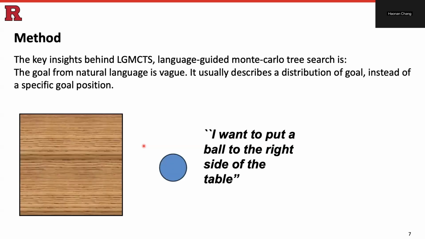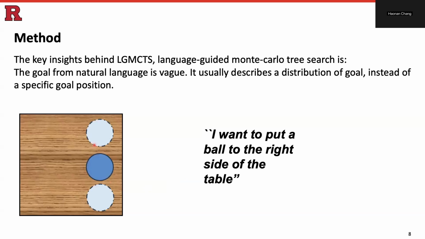So let's talk about our method, LGMCTS. The key insight behind LGMCTS, language-guided Monte Carlo tree search, is that the goal from natural language is vague. So it usually describes a distribution of a goal instead of a specific goal position. Think about the case where I say, I want to put a ball to the right side of the table. So when I'm talking about this, I'm not talking about a specific pose.